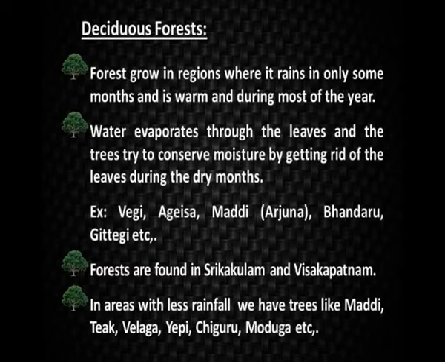Deciduous forest. Forests grow in regions where it rains in only some months and is warm during most of the year. Water evaporates through the leaves and the trees try to conserve moisture by getting rid of the leaves during the dry months. Example: Vegi, Agesa, Madi, Bandaru, Gitigi, etc.